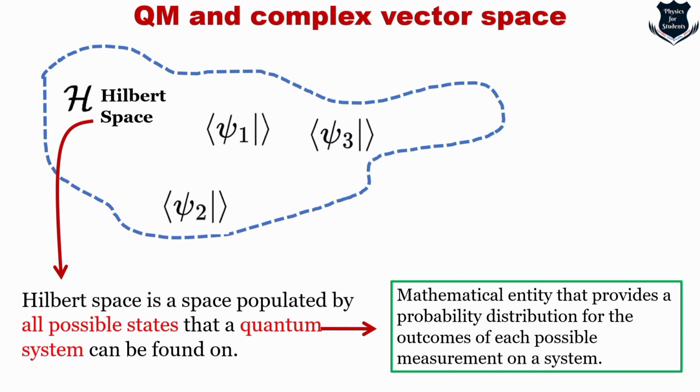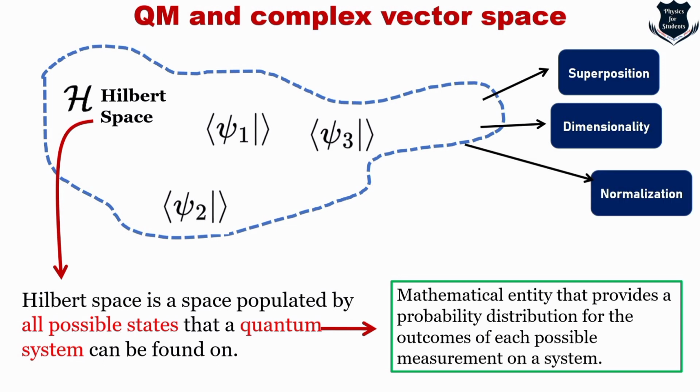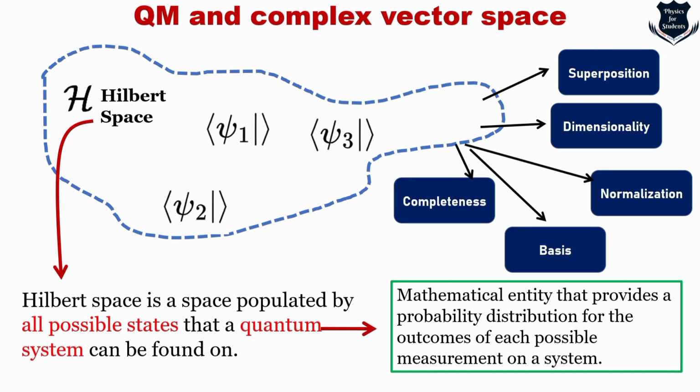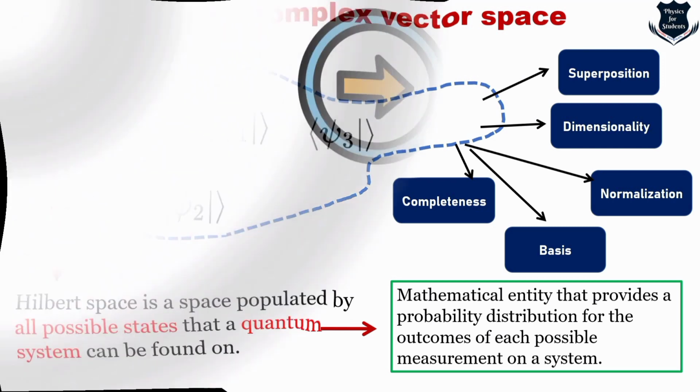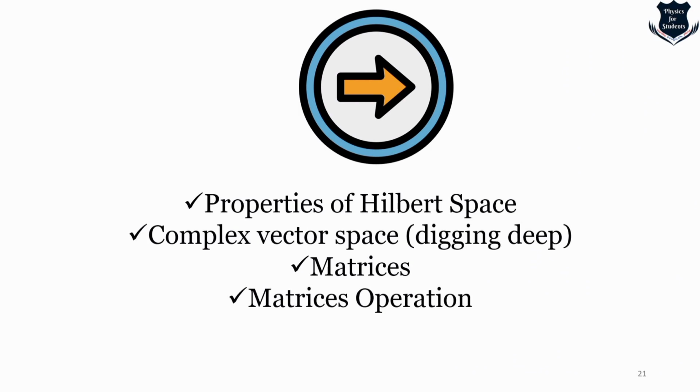Now this Hilbert space is equipped with certain properties. One is superposition, one is dimensionality, one is normalization, one is basis, and another is completeness. We will see in the next videos that some of the properties of Hilbert spaces match those of regular vector spaces. We will cover the Hilbert space and its properties with very simple examples in the next part. So in the next video, we would be covering the properties of Hilbert space.